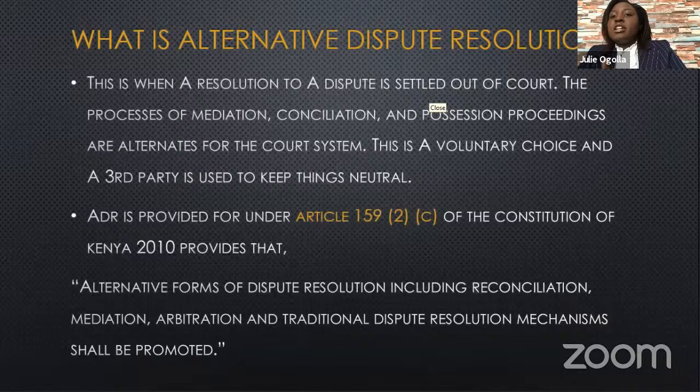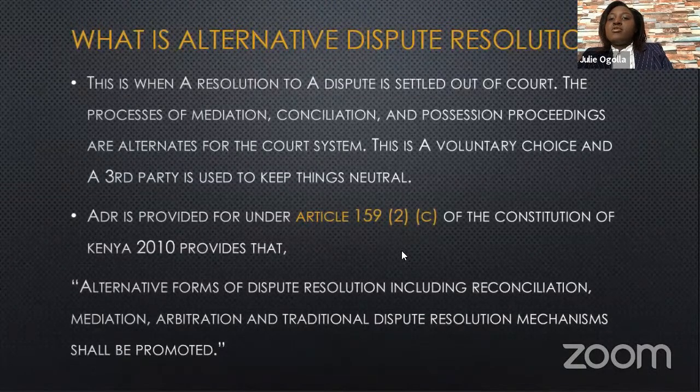And it's a voluntary process in which a third party is used to try and keep things neutral. We know that the Kenyan legal system is highly adversarial, and in that, there is no way that parties are going to be friendly to each other. But you're going to see some of the benefits of using alternative dispute resolution. It is important to also note that alternative dispute resolution, in short form ADR, is enshrined in the Constitution of Kenya, and that is under Article 159(2)(c).